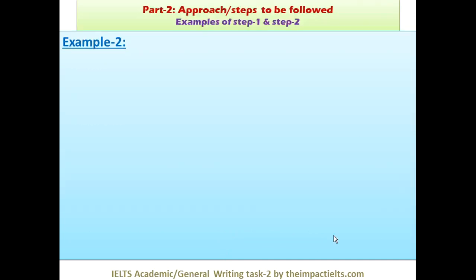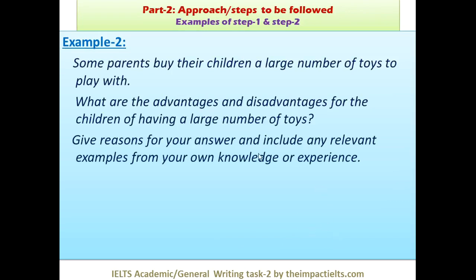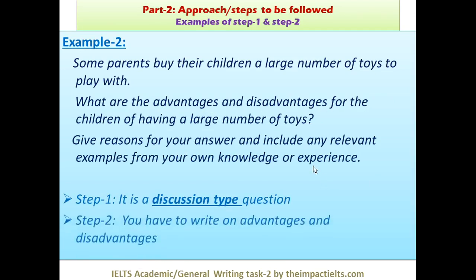The next example is asking what are the advantages and disadvantages for the children of this, whatever it is. But they're not asking your personal opinion at all. That means it is a discussion type question. That's clear. And what you have to write on is advantage, disadvantage. Because this is discussion type, you simply have to write down what are the advantages and what are the disadvantages. Clear?